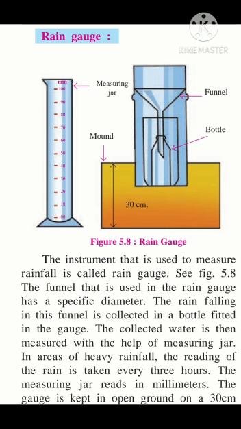Now see this instrument. This instrument, which is used to measure rain, is known as a rain gauge. It has a funnel, a bottle and a measuring jar. The rain gauge must be kept in open air on a platform 30 centimeters in height. The amount of rain is measured every 3 hours in the region of heavy rainfall.